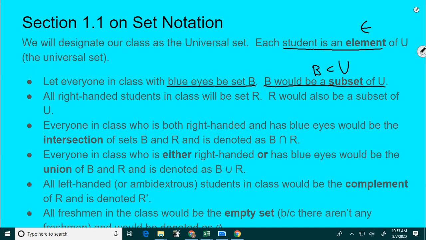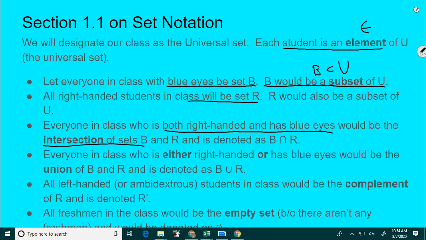All right, let's just make up another set. Let's say all right-handed students, your set R. Okay, R would be another subset of U. There is a little bit of overlap there probably, but R would also be another subset of U. Okay. So now we're going to take that a step further. Say everyone in class who is both right-handed and has blue eyes. So you're in both B and R.